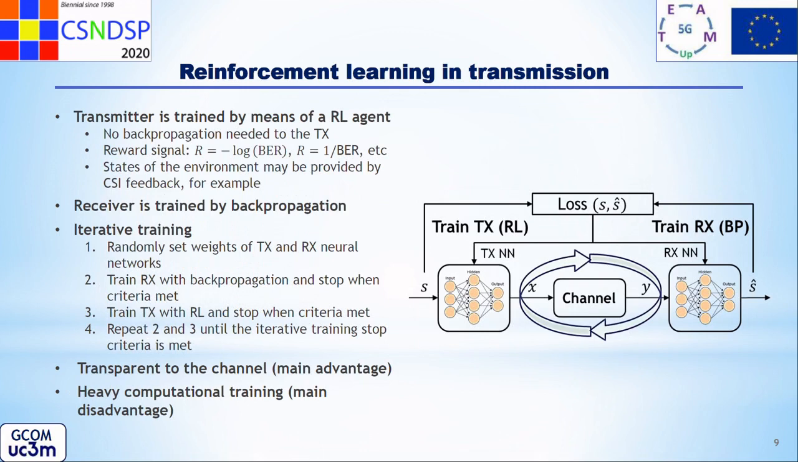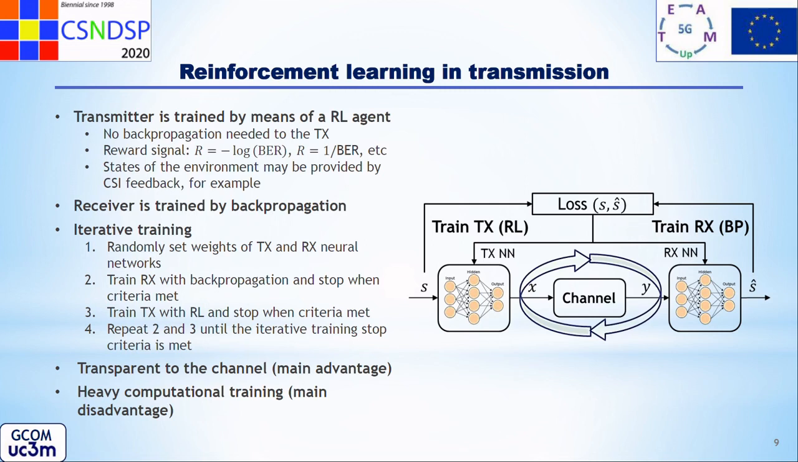The third solution is to use a reinforcement learning technique in transmission. This is to train the transmitter by means of an RL agent. The minimum the agent needs to observe is a reward signal. In the case of communication systems, it can be the inverse of the bit error rate, the energy efficiency, the inverse of the peak to average power ratio, and many other possibilities. The observations of the environment can be provided, for instance, with the use of channel state information feedback.